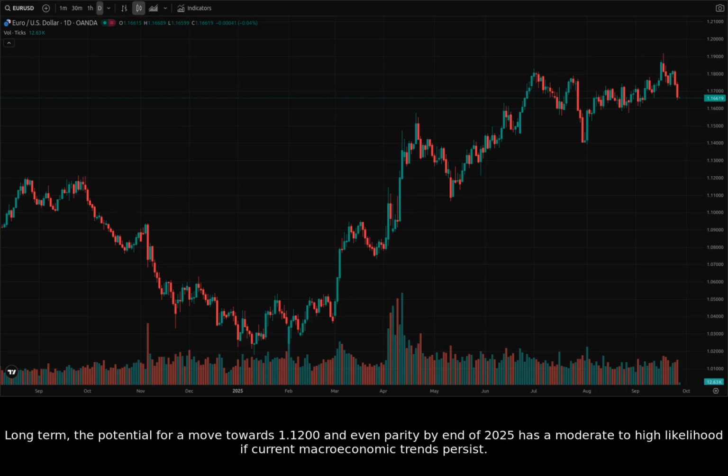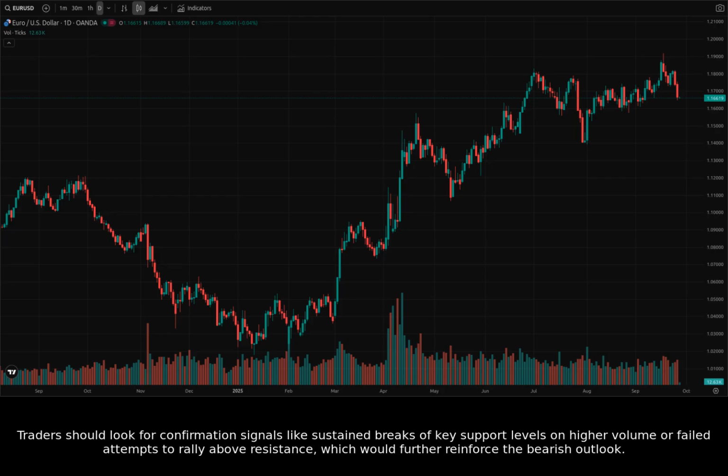Long-term, the potential for a move towards 1.1200 and even parity by end of 2025 has a moderate to high likelihood if current macroeconomic trends persist. Traders should look for confirmation signals like sustained breaks of key support levels on higher volume or failed attempts to rally above resistance, which would further reinforce the bearish outlook.